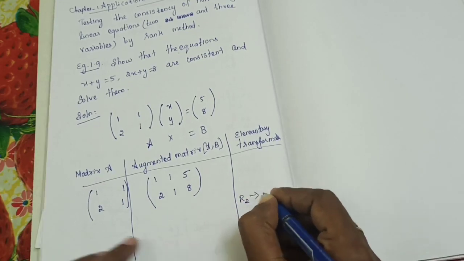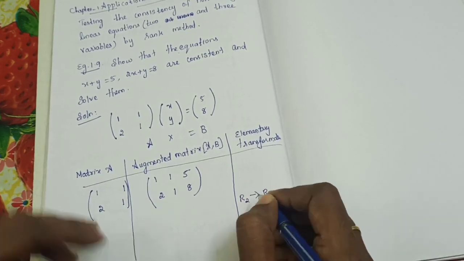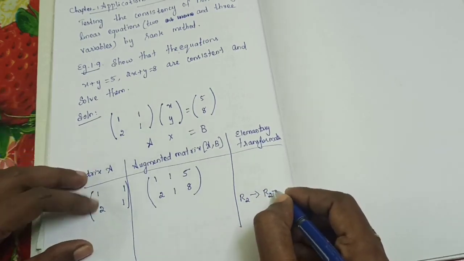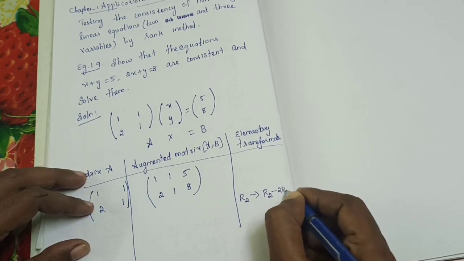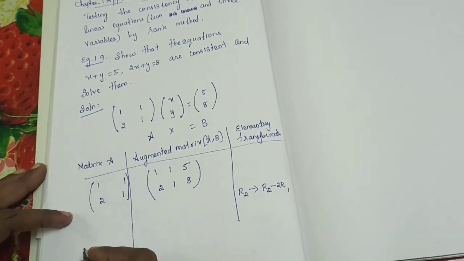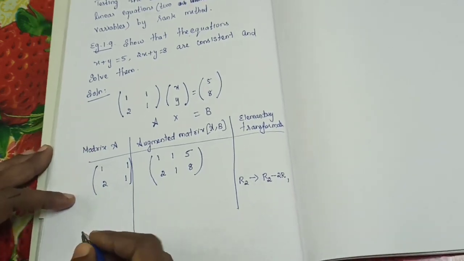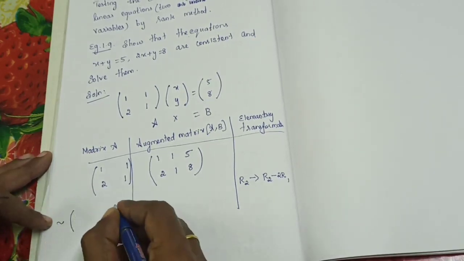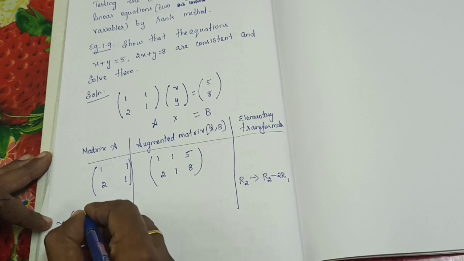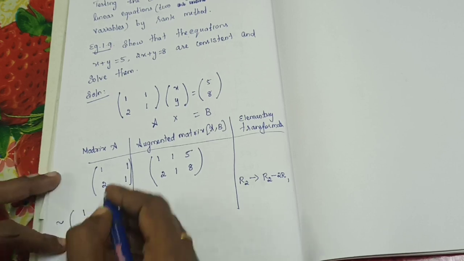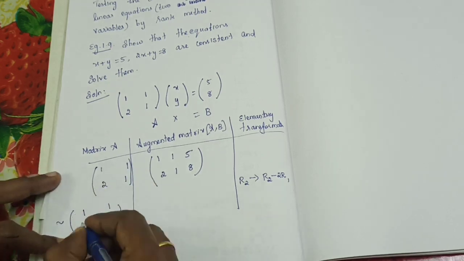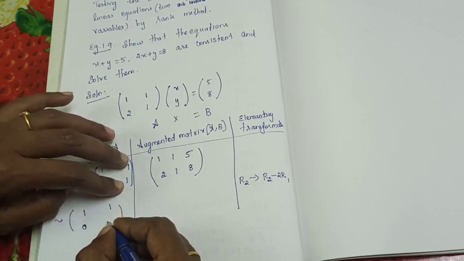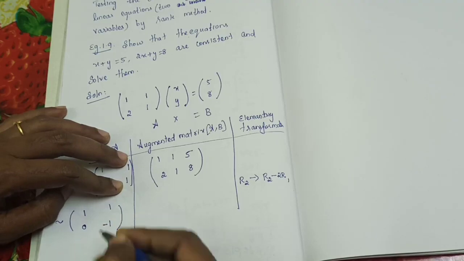So what will happen? R2 implies R2 minus, here there are only 2 rows, so no problem. If you multiply R1 with 2, you will get 0. Yes, R2 minus 2 into R1. Let's do this one. Equivalent to, the symbol is very, very important. The first row is the same. Second row: 2 minus 2 into R1, so 0. Then 1 minus 2 into 1, so minus 1.